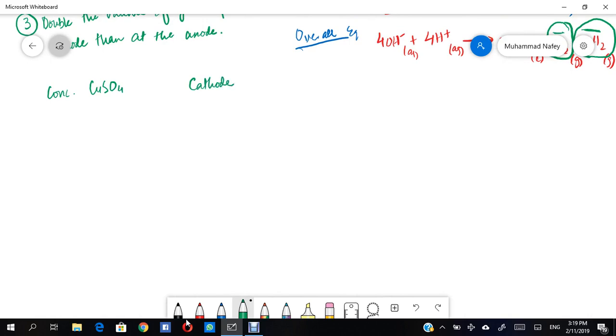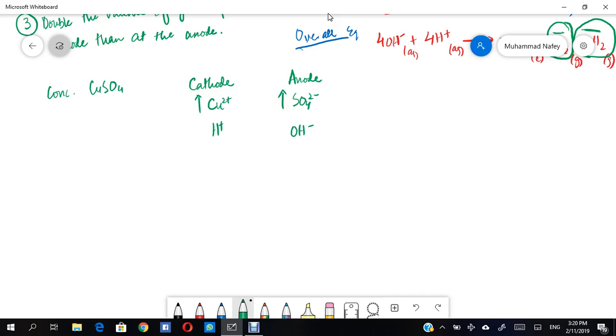So at the cathode we have copper ions and hydrogen ions. Copper ions coming from the salt and hydrogen ions coming from water. At the anode we have sulfate ions coming from the salt and hydroxide ions coming from water. And since it's a concentrated solution, we have a proportionately greater amount of copper ions and sulfate ions as compared to the hydrogen ions and the hydroxide ions.